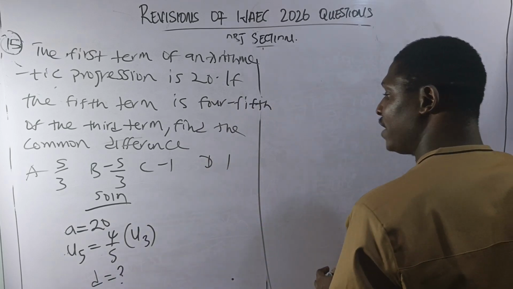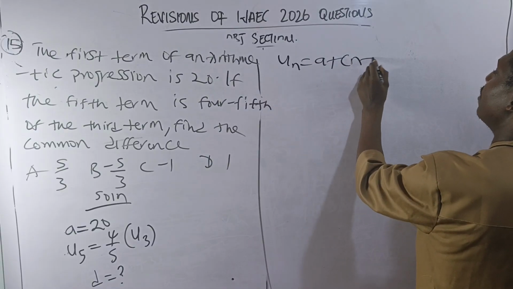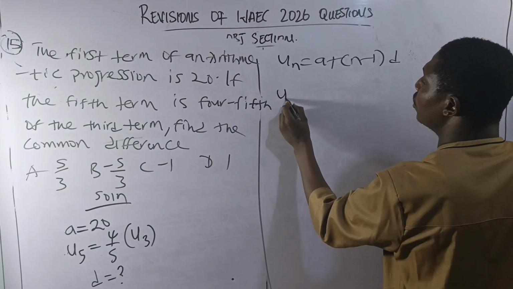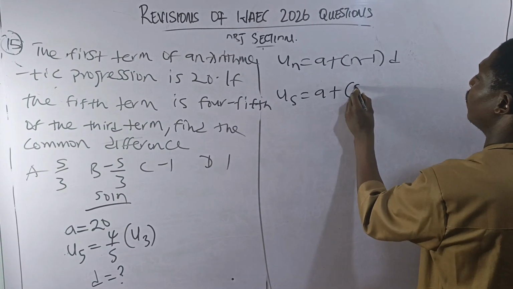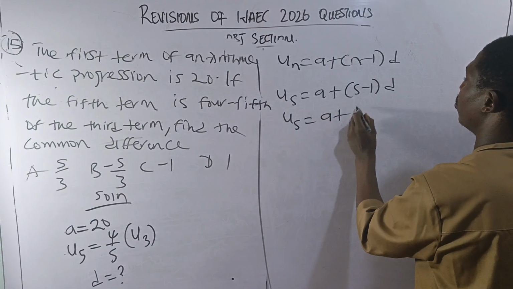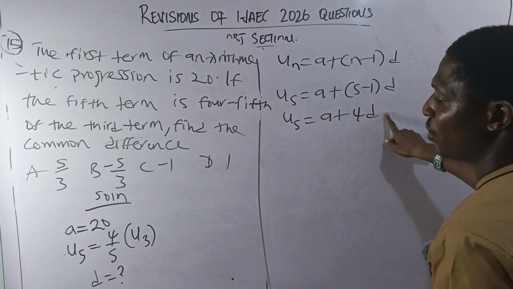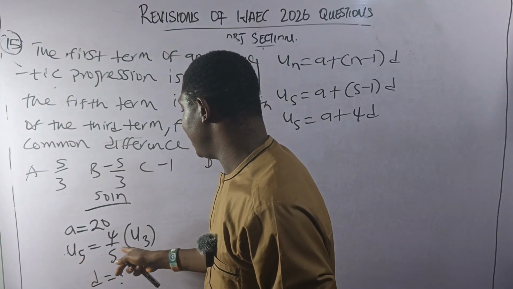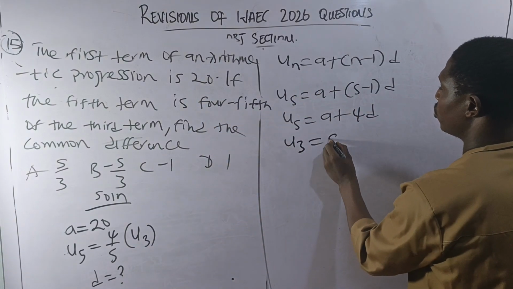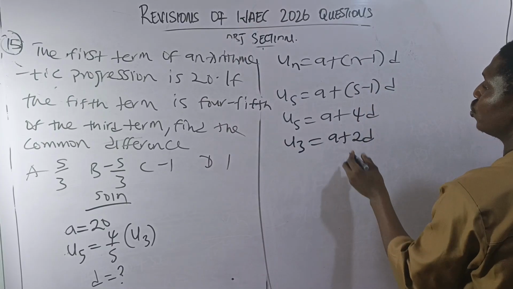Now, the first term is known. Generally, we have Un equals a plus open bracket n minus 1 close bracket d, where n is the number of the term. So U5 equals a plus 5 minus 1 close bracket d. U5 equals a plus 5 minus 1, which is 4, so I have 4d. So U5 is a plus 4d. In the same way, take note, U3 equals a plus 3 minus 1, which is 2, times d, 2d. So we've gotten these two.